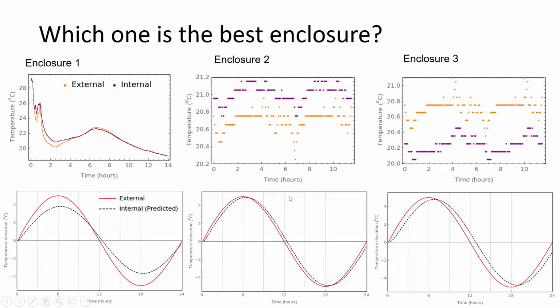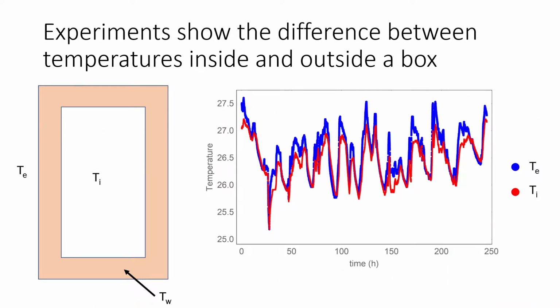To do that, we need to understand how heat transport occurs into an enclosure and how that results in temperature changes. So this is a schematic diagram of a box. Te is the external temperature, Ti is the internal temperature. Here, blue is external, red is internal, and then the wall of the enclosure also has a temperature. We call it Tw.